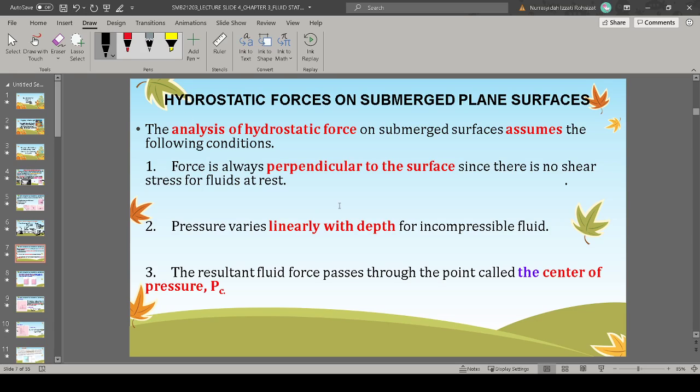Okay, we know that it is perpendicular to the surface. So if you have the vertical or horizontal, or incline, our force will be 90 degrees to the surface. Okay, always 90 degrees. And if it's vertical or inclined, the pressure will vary linearly with depth.